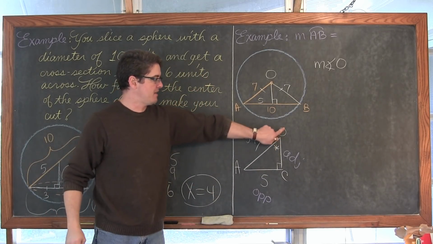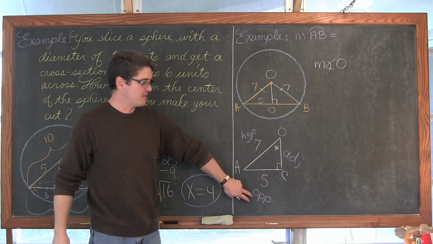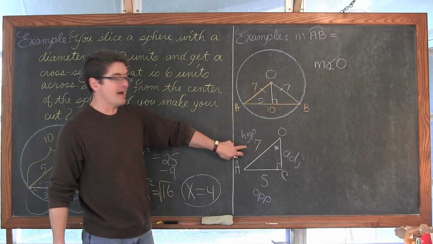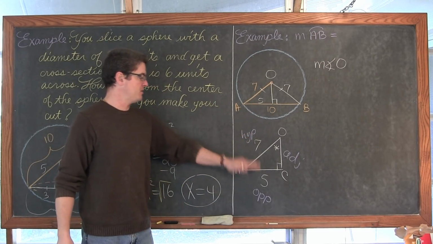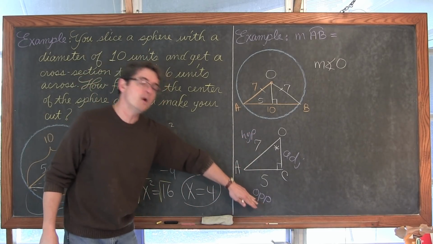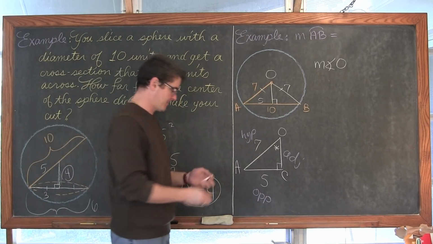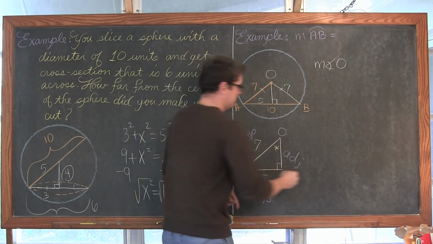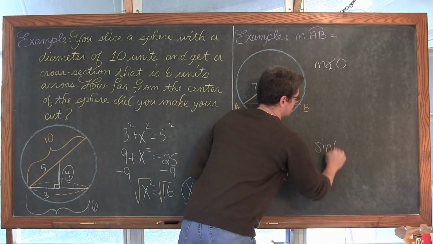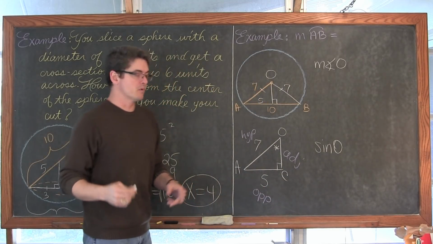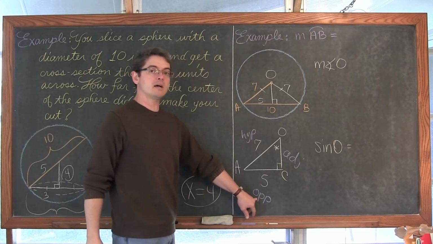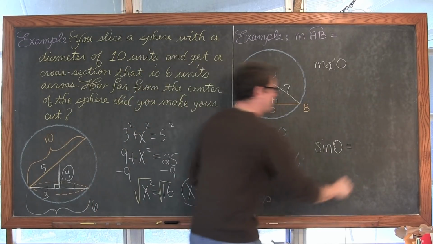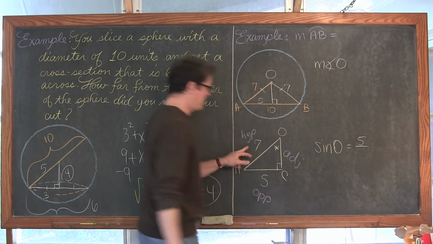So based off of this angle O, I have the opposite side, I have the hypotenuse, and again I'm looking for the angle. Well, opposite and hypotenuse, SOHCAHTOA. We want to do sine. So we're going to do the sine of O, just remember that's not a 0, is equal to the opposite side, opposite leg of 5 over the hypotenuse of 7.